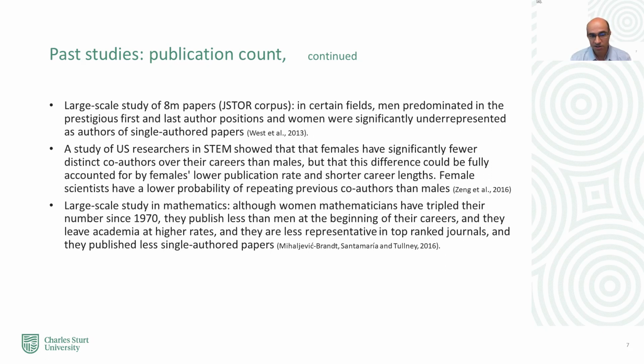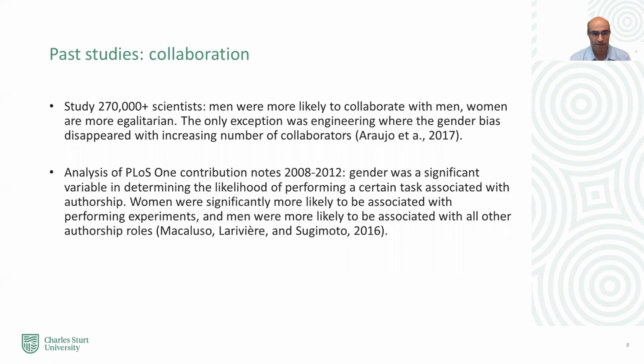A larger scale study in mathematics showed that although there has been progress, for instance, the number tripled since 1970s, they still publish less than men at the beginning of their careers, and they leave academia at higher rates, and they are less represented in top-ranked journals, and they publish less single author papers. So those are all about productivity in terms of who is writing more papers and so on.